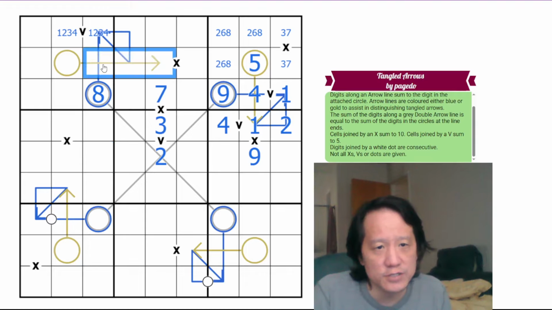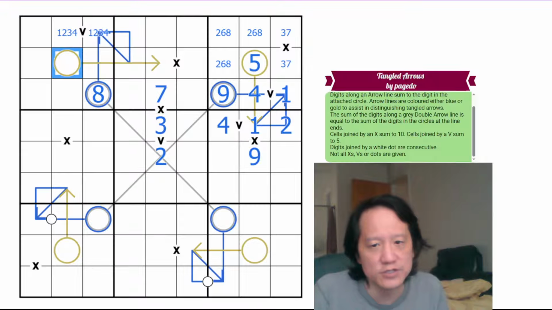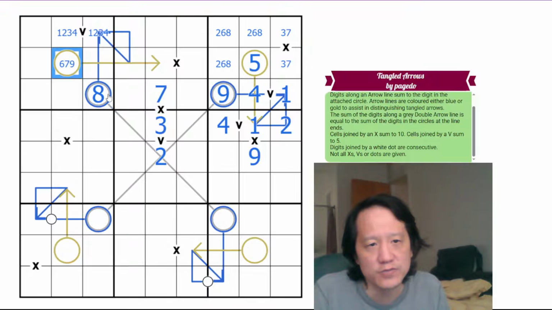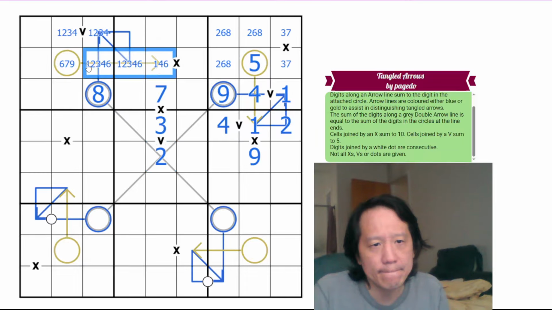This is 3 digits adding up to whatever that digit is. So this is 6 through 9, but cannot be obviously 8 because of 8 in the box. So this must be 1 through 6 here, no 5. This can't be 2 or 3. So it could still be 1, 2, 3.